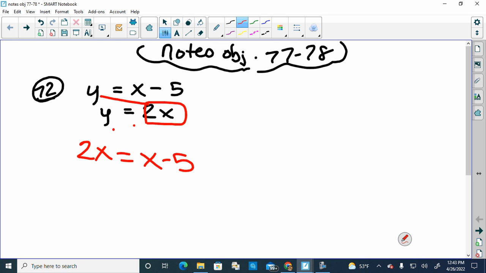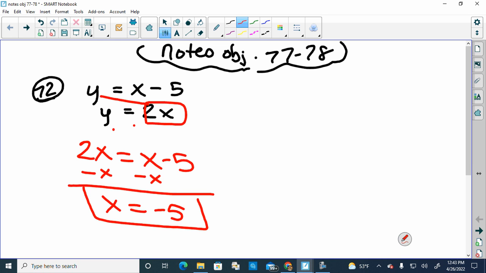Okay, so now I can actually solve it, because before you couldn't solve it because you had two variables. So solving for x, I would move the x over to the other side, so I subtract x. That would give me x equals a negative 5, and there's nothing in front of this x for me to have to divide, so I've got my first answer. Okay, now we need to solve for the y.